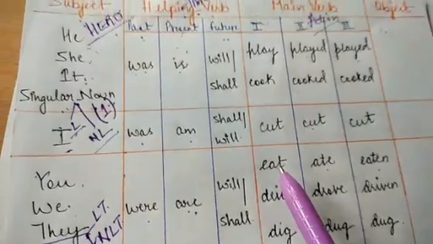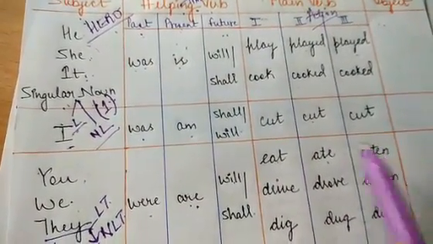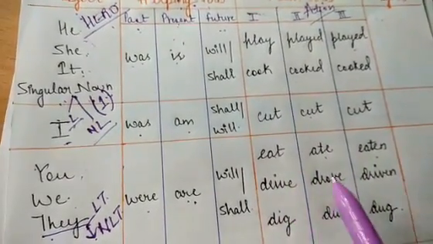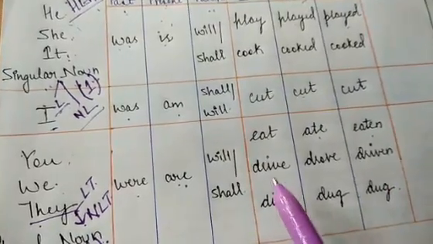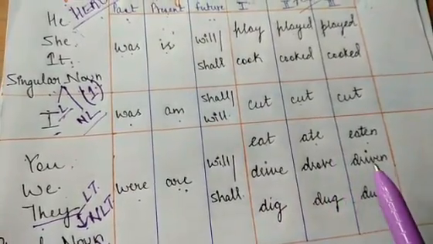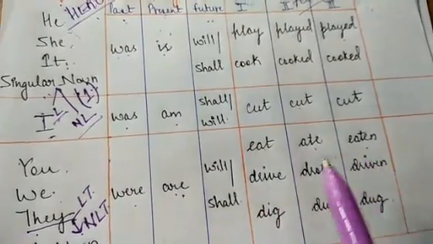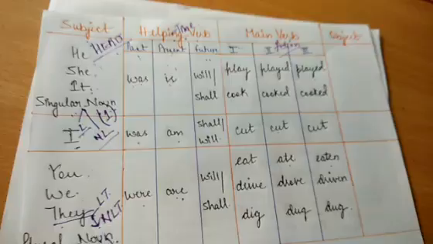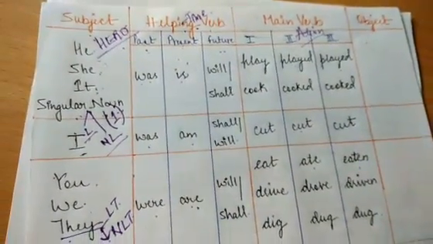We have certain main verbs which totally change in all the three forms, like eat, ate, eaten; drive, drove, driven; dig, dug, dug; speak, spoke, spoken; write, wrote, written; ride, rode, ridden, and so on. So we have got a list of main verbs that have three forms.